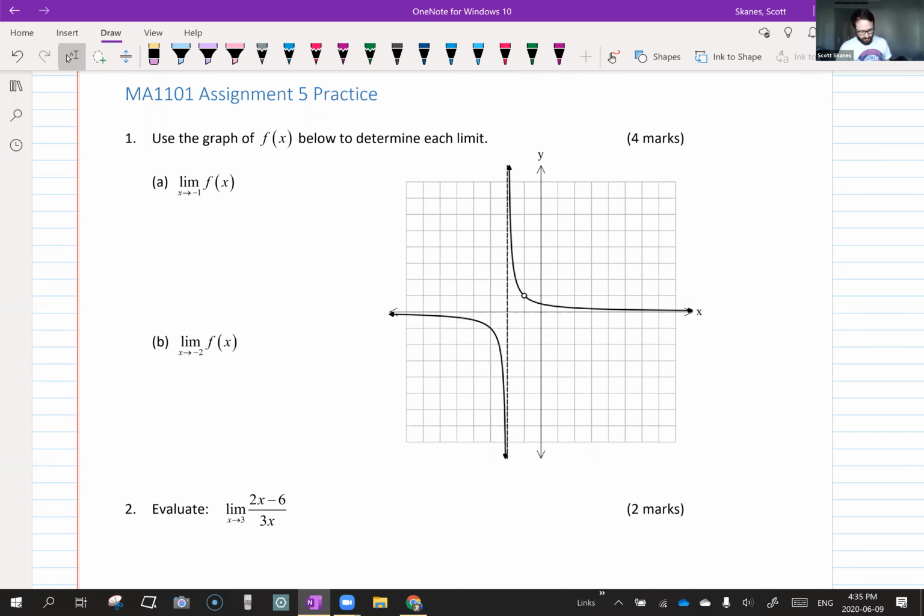Let's get started. Use the graph below to determine each limit. So it says, what is the limit as x approaches -1? So you go looking for -1. Be careful. This is x equals 0. So this is x equals -1. What's the answer? Well, you had to look on the left and the right. On the left side, it says it's going to 1. From the right side, it says it's going to 1. The answer is 1.